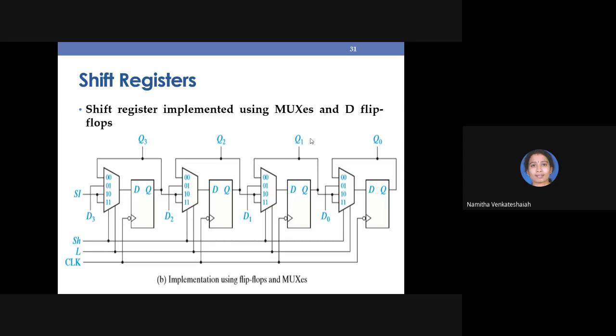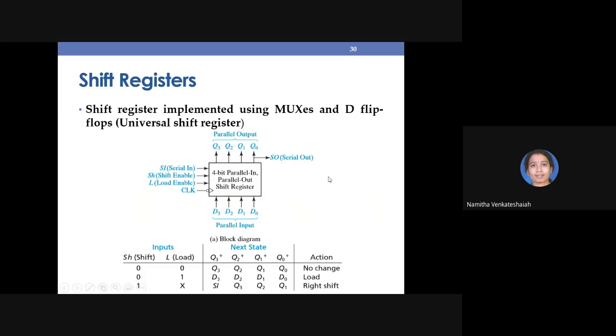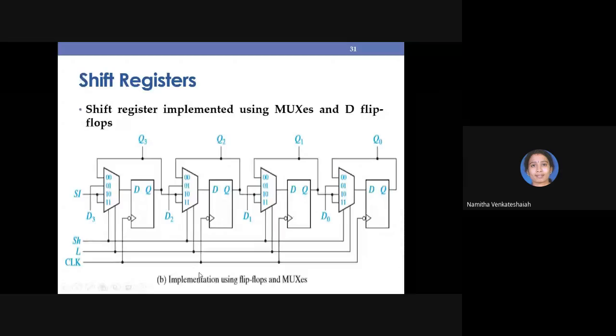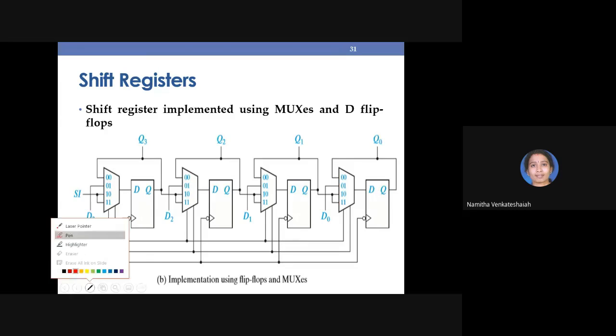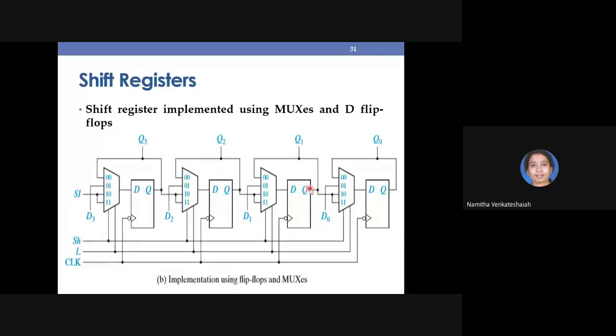So what is my intention? Whenever both shift and L are 0, no change should happen. That's why shift and L, that is load, are given as selection lines to this particular multiplexer. Observe here, very important. So when it is 0, 0, the first input will be selected and given to D.